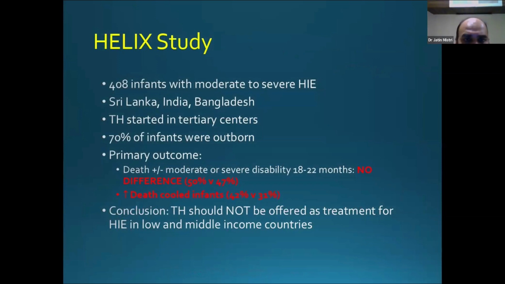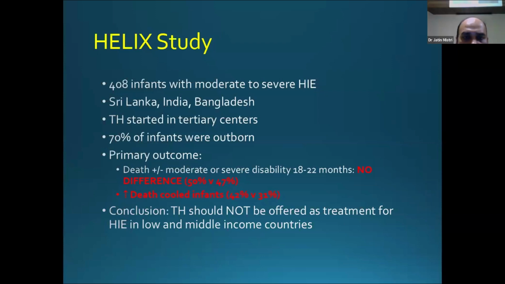So this was about how do we use cooling, but we heard about the HELIX trial. In 2005, this HELIX trial, because all Indian trials were done with low-tech devices, was one of the trials conducted for 408 infants with moderate to severe HIE. It was multi-centric, out of which 5 centers were in India, one center in Sri Lanka, and Bangladesh also. They were all done in tertiary centers.